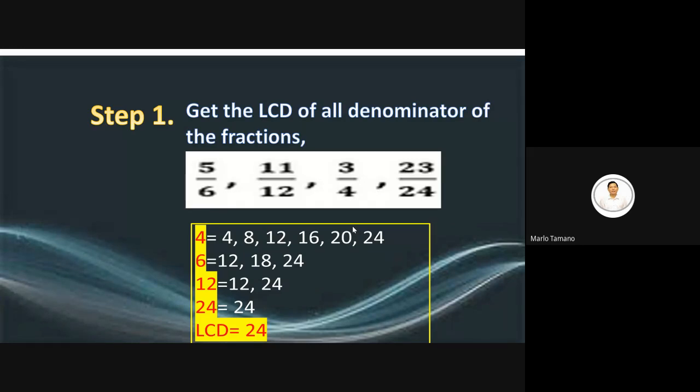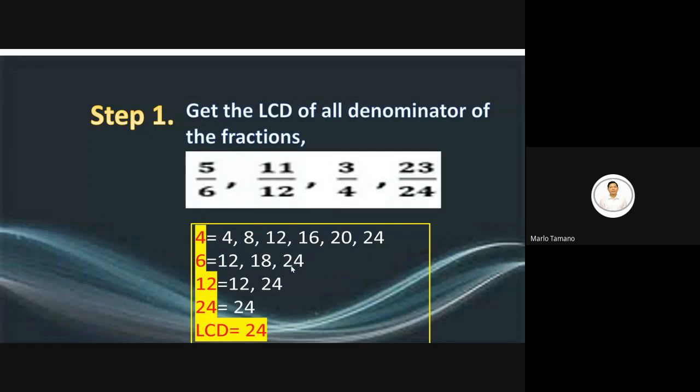How about 6? 6, dagdagan ng 6, 12, dagdagan ng 6, 18, dagdagan ng 6, 24. Then 12, dagdagan ng 12, 24. Yung 24, copy 24. So meron na tayong common. We have common denominator already. So 24 po ang ating least common denominator. Okay po?